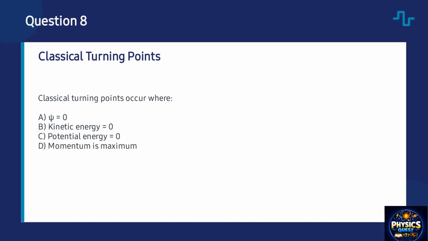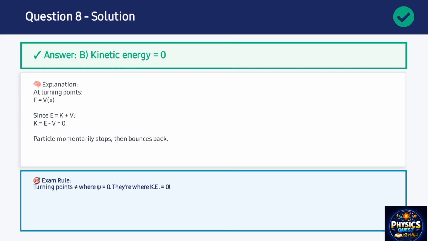Question 8. The classical turning points occur where: option A, psi equal to 0; option B, kinetic energy equal to 0; option C, potential energy equal to 0; option D, momentum is maximum. And the correct option is option B, kinetic energy equal to 0.